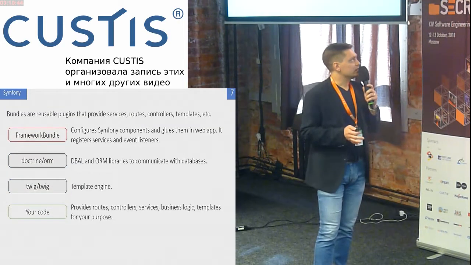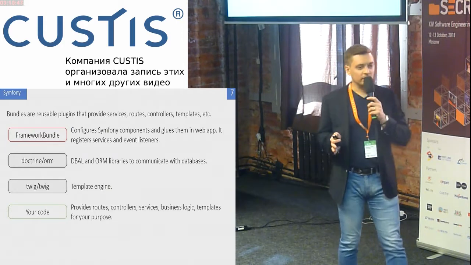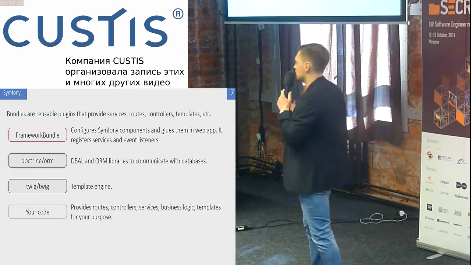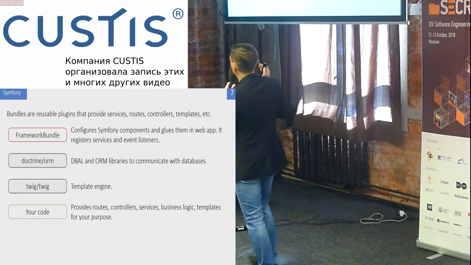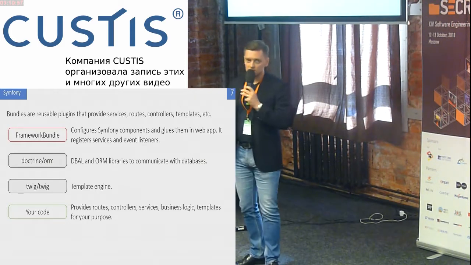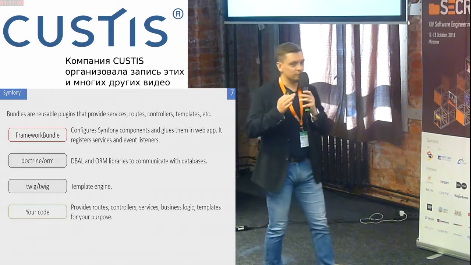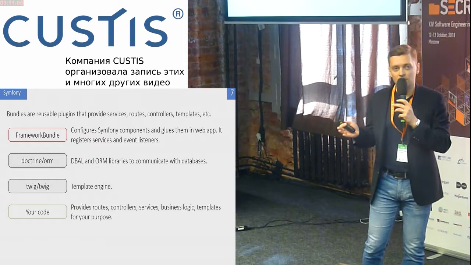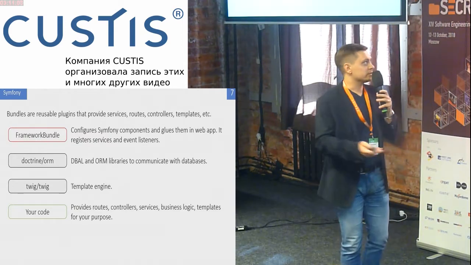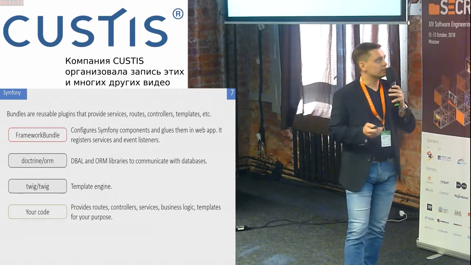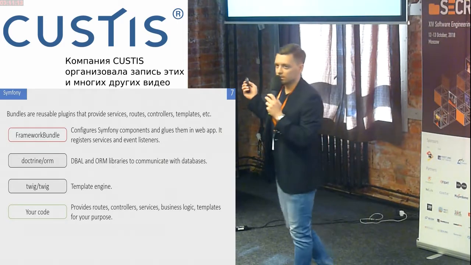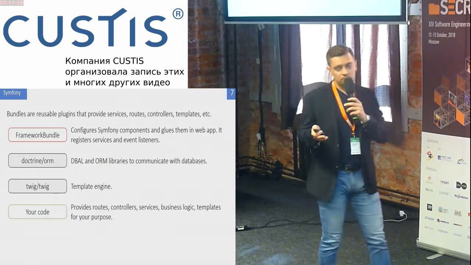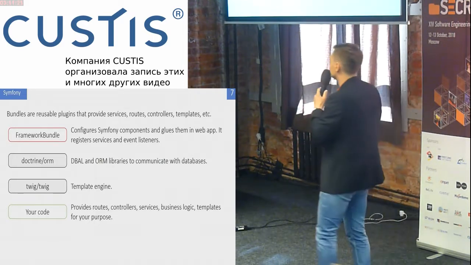Additional functionality is organized into bundles. They provide controllers, routes, assets, JS files, templates, and so on. The most important one is the framework bundle that glues all components together into a full-fledged framework. Then Symfony recommends, but doesn't force, the use of other third-party libraries, for example, Doctrine to communicate with the database, and Twig, which is a template engine and template language. Then you add your code to get a complete application.